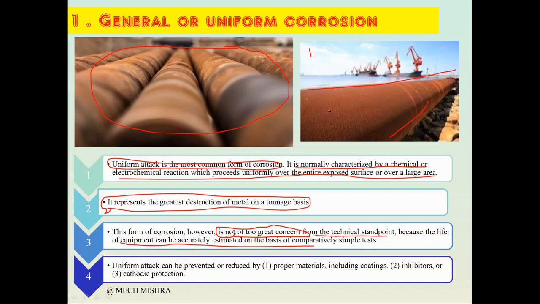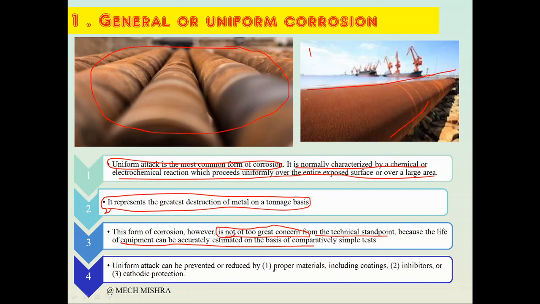One basic example of uniform corrosion is atmospheric corrosion. If we see atmospheric corrosion, the pipe or steel which comes in contact with the atmosphere starts corroding all over the entire surface at the same rate; that's general or uniform corrosion. Uniform corrosion can be prevented by reducing. So how to prevent?